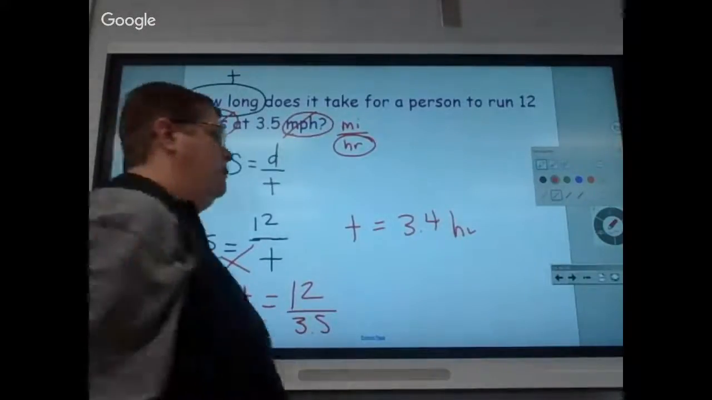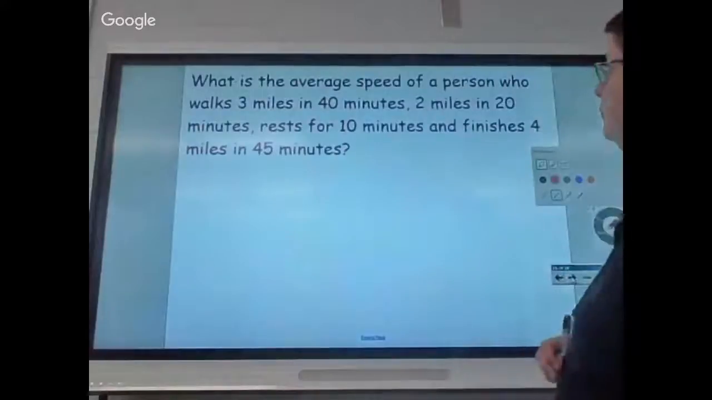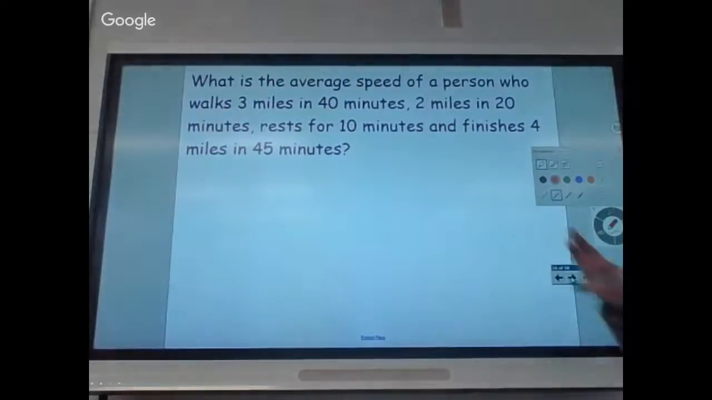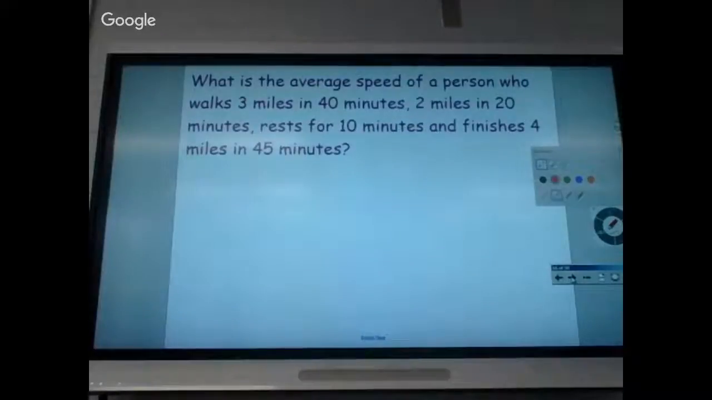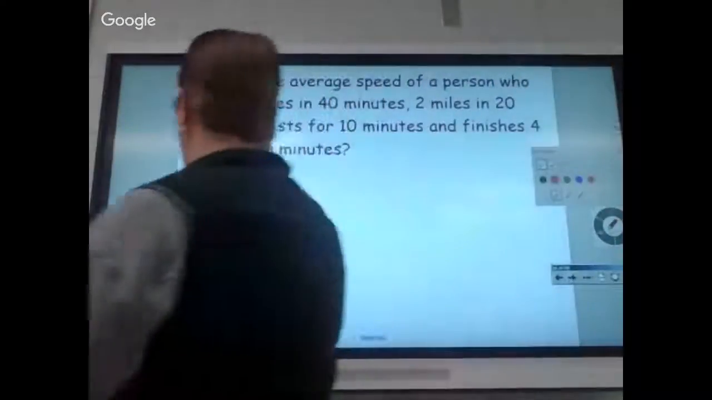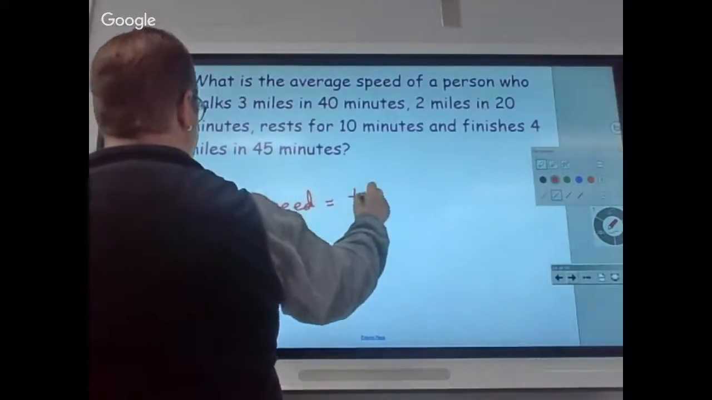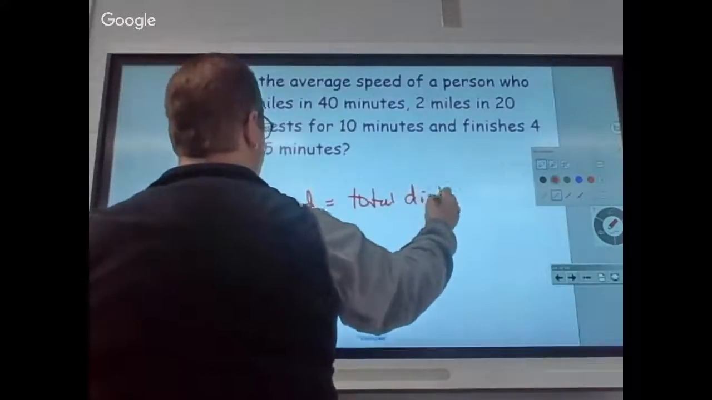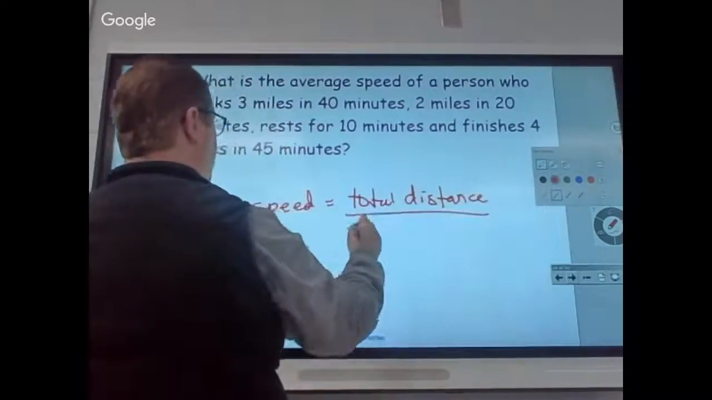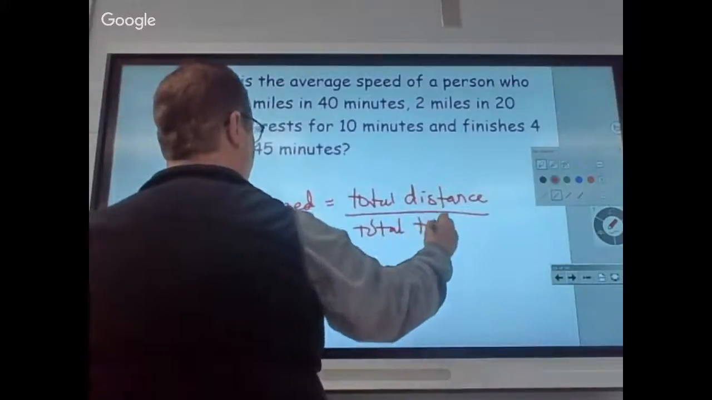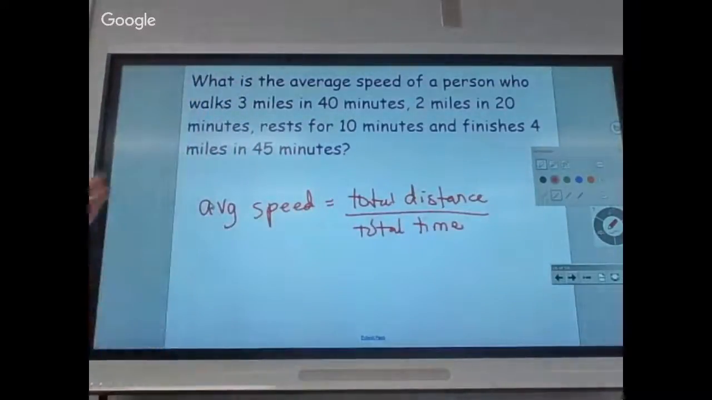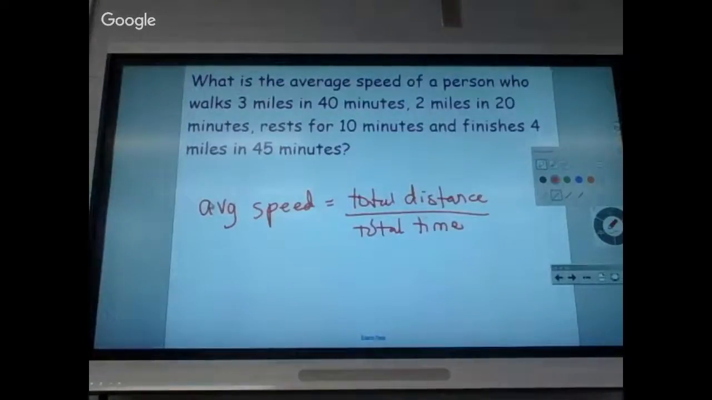Okay. Now, yesterday when you took the notes, were we okay with finding average speed? Average speed is equal to total distance over total time. Okay? So when you have a question like this that says we were walking 3 miles in 40 minutes, and then we did 2 miles in 20 minutes, we rested for 10, we finished in 4 miles and 45 minutes.